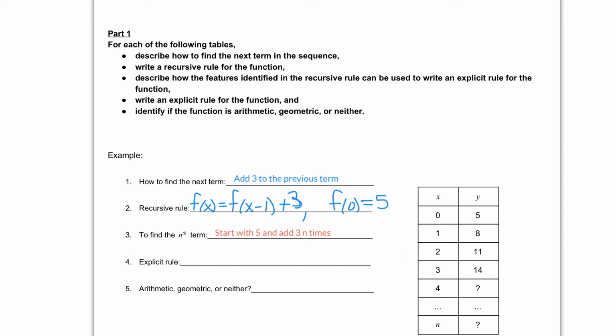So our explicit rule, if we want to do it in terms of n, we could say that f of n equals, and then we're going to follow the directions that we have right here. We're going to start with 5, and we're going to add 3 n times. And then finally, number 5 says, is this an arithmetic, geometric, or neither? And since we are consistently adding something each time, that would give us something that is arithmetic.